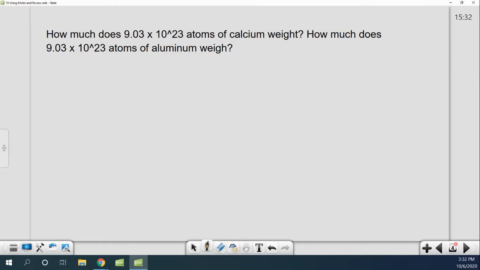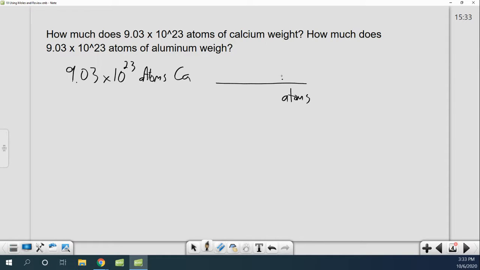How much does 9.03 times 10 to the 23 atoms of calcium weigh? What about aluminum? All right, let's try this out. 9.03 times 10 to the 23 atoms of calcium. Okay, how much does that weigh? Can I change atoms into weight? Do I have a conversion factor for atoms to weight? Well, no. So what do I got to do first? You should all be screaming at your monitors right now. Turn it into moles. Moles is always the universal thing. So I want to get rid of atoms.